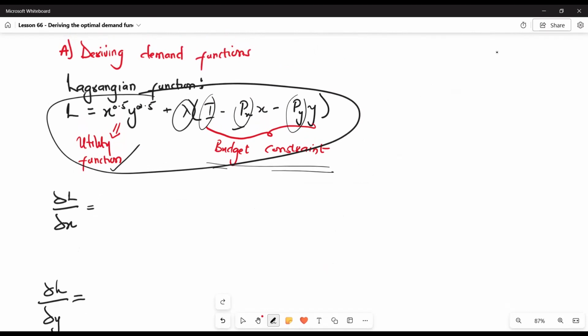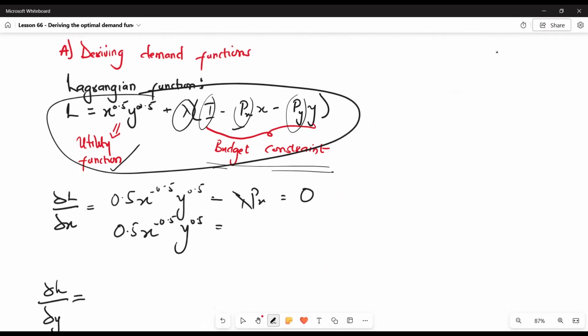The first is to differentiate the Lagrangian function with respect to x. In doing this, we have 0.5 x^-0.5 y^0.5, and then minus lambda Px being equal to 0. This can be rewritten as 0.5 x^-0.5 y^0.5 being equal to lambda Px. Let's call this equation 1.